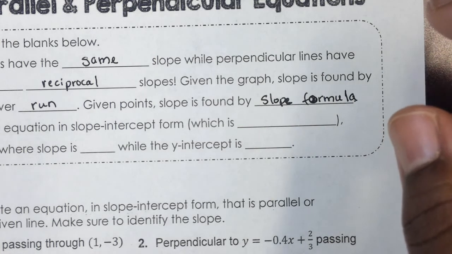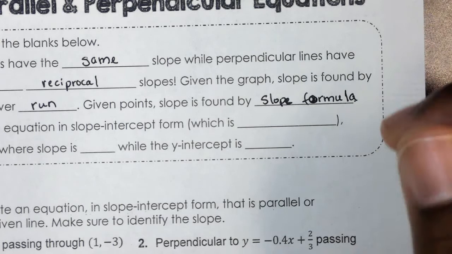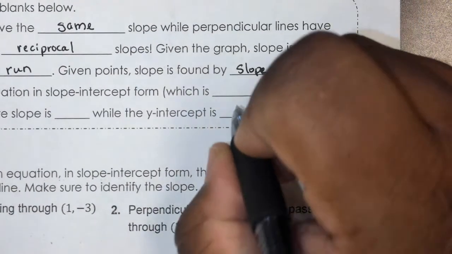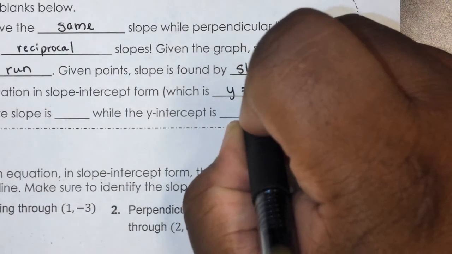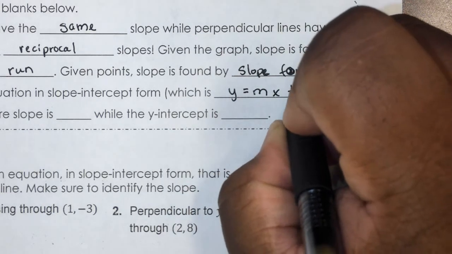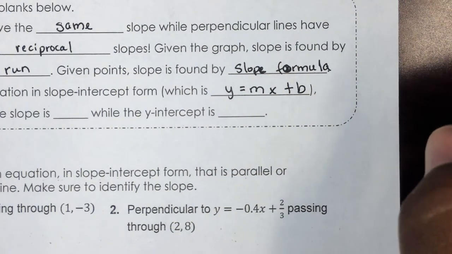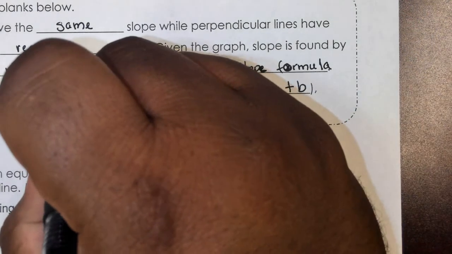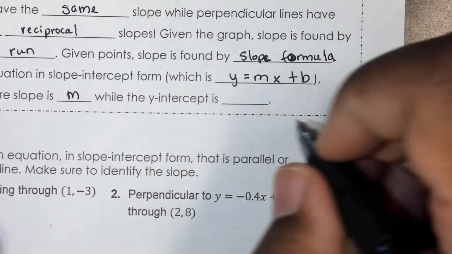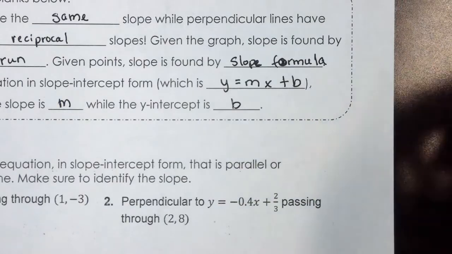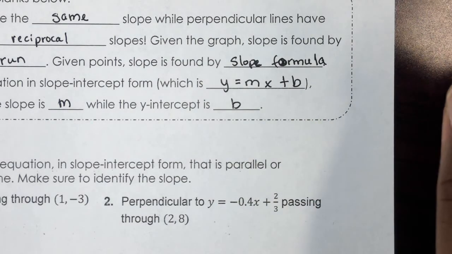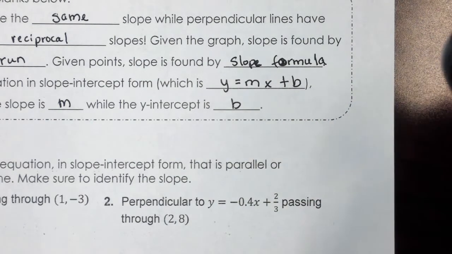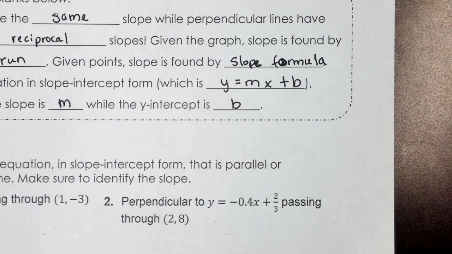Given the equation in slope-intercept form, which is y equals mx plus b, where the slope is m and the y-intercept is b. We know all these things already. Let's go down here and figure out how to write some equations for parallel and perpendicular lines. Stay with me too, because it's not that hard, and I'm not going to move fast. I'm going to talk slow.